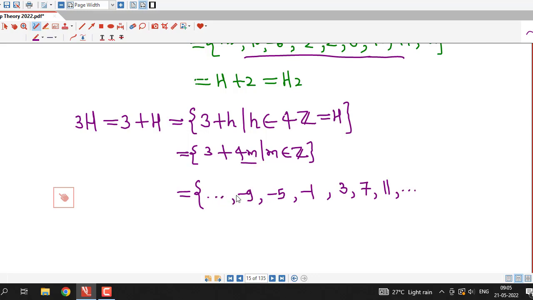And you can notice that the difference of any two neighboring elements is 4. Here we can see the difference of 11 and 7 is 4, difference of 7 and 3 is 4, difference of 3 and minus 1 is also 4, difference of minus 5 and minus 9 is also 4. So if we observe this, we can write down only one element, and then we can write the succeeding element by adding 4 and the previous element by subtracting 4.